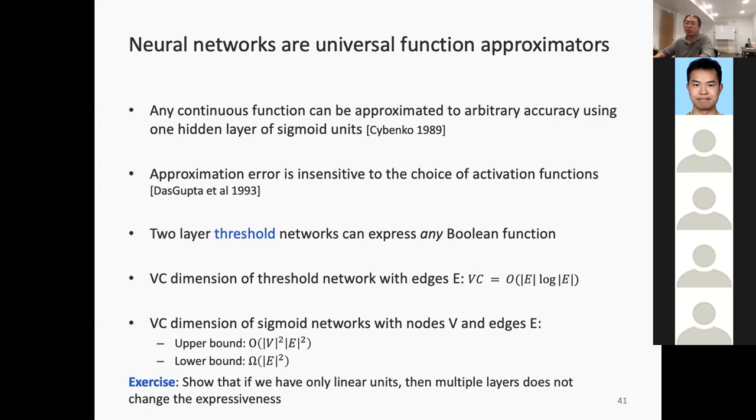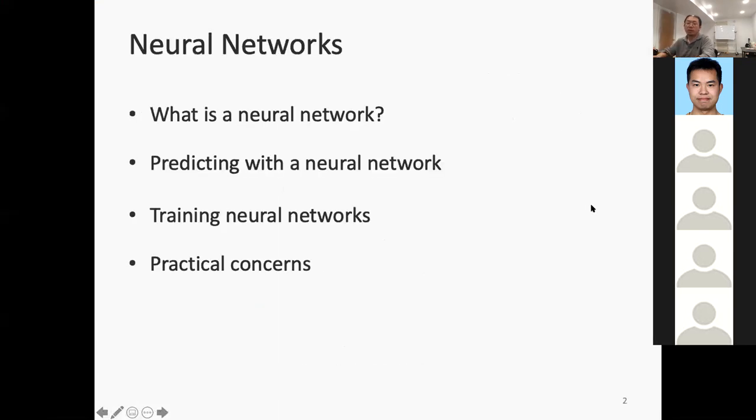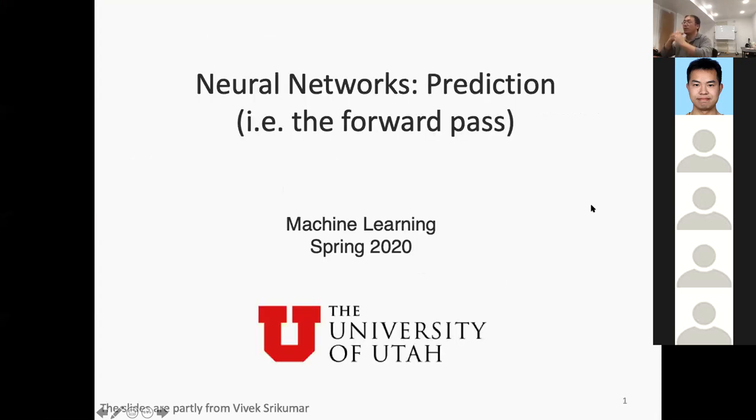Okay, any questions so far regarding the definition of neural networks? Okay, great. So now let us talk about the computation regarding neural networks. We're going to first talk about how to efficiently make predictions with the neural network model. This procedure is also referred to as the forward pass.